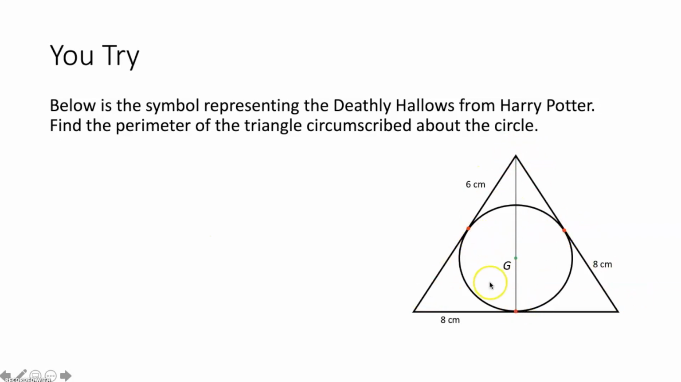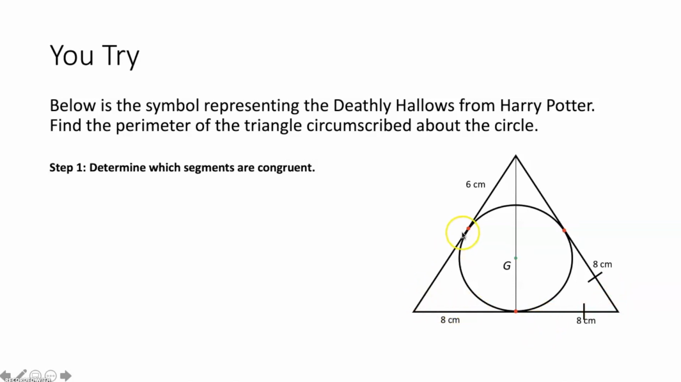Now what's going to help us solve this is one of the theorems we talked about earlier. We have 3 sets of segments that are tangent to the circle from a point outside the circle. Because of that, we know that each of these sets of segments are going to be congruent to each other. So let's determine which segments are congruent to each other. Because these two segments are tangent to circle G from a point outside the circle, they must be congruent to each other, meaning that if this segment over here is 8 centimeters, this segment over here must also be 8 centimeters.